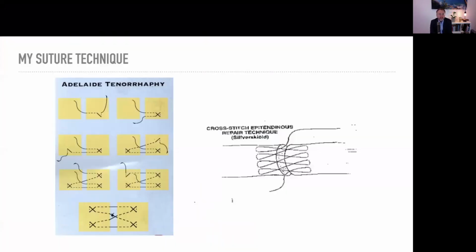But this is the Adelaide repair, sometimes called the Sandow repair, but this is the Adelaide repair. It's this 4-strand cross-grasping technique. It's very strong. It takes a little getting used to, but really nice to repair. If you get these bites here, a good centimetre either side, it's extremely strong. And then you add to that a cross-stitch or over and over epitendinous, and you've got a very nice and neat repair.